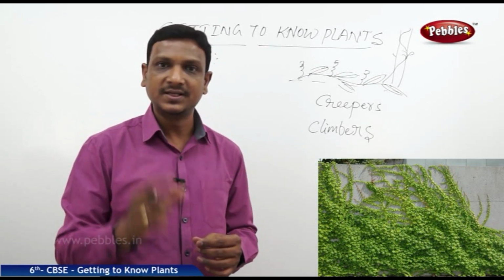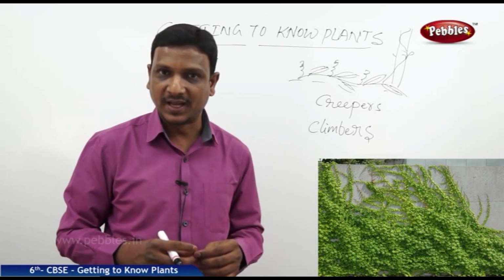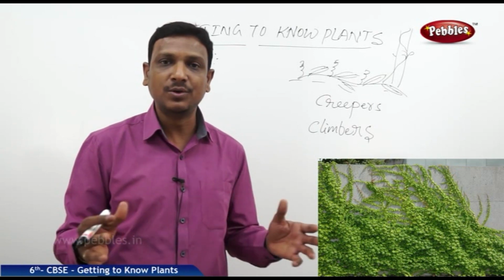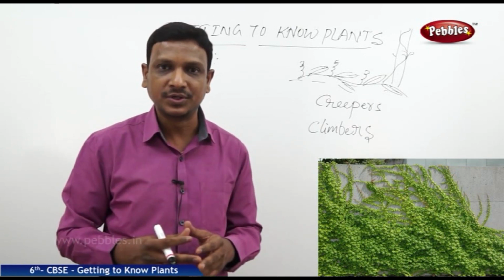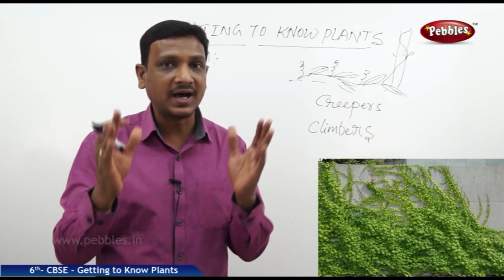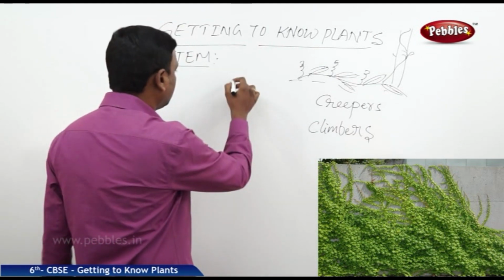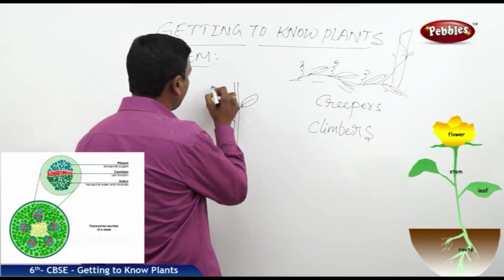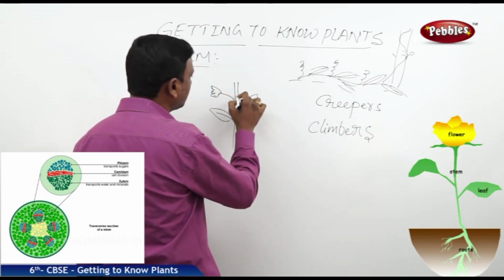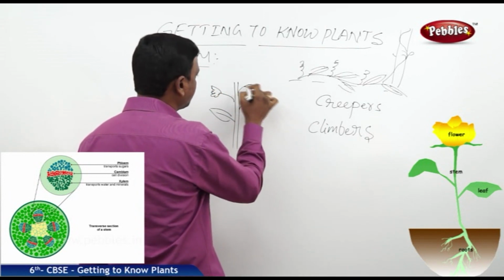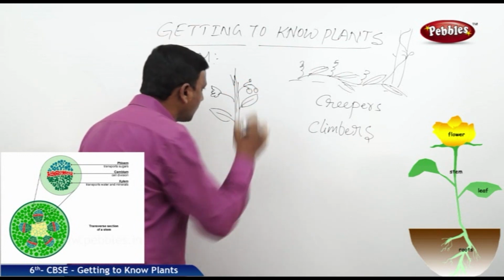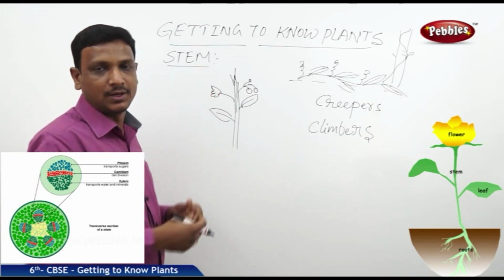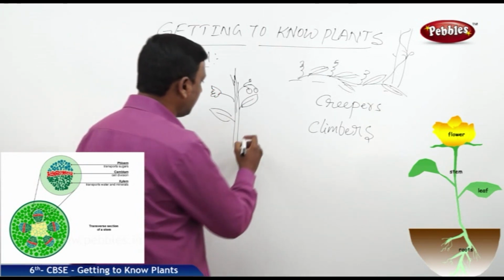First, let us discuss the stem. The stem is the main part of the plant. We know that the stem gives support. This is a basic point we have to notice. The main function of the stem is to give support. It is the main support on which all the other parts are accommodated. The stem has leaves and in some cases flowers and fruits. So the stem is the main support, the base on which all the parts are accommodated.